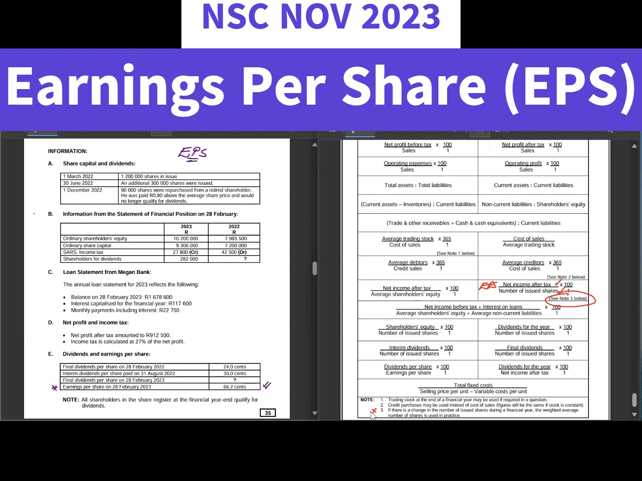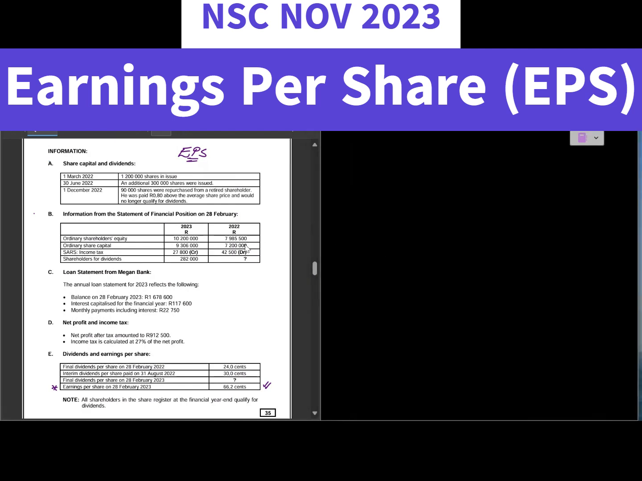And information 3 then says if there is a change in the number of issued shares during the financial year, the weighted average number of shares is used in this practice, which therefore means if the shares remain constant, I can use that particular number of shares that are given in the question. But if there's a change in the number of issued shares, therefore, I will use the weighted average number of shares. So we're going to do this particular question and we want to see how best it should be done.